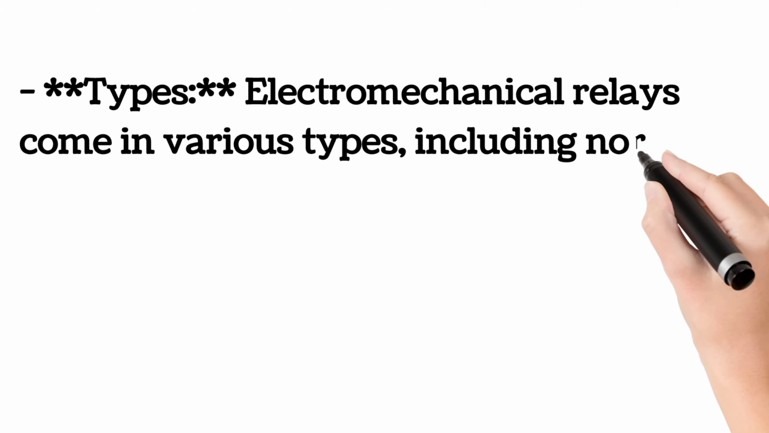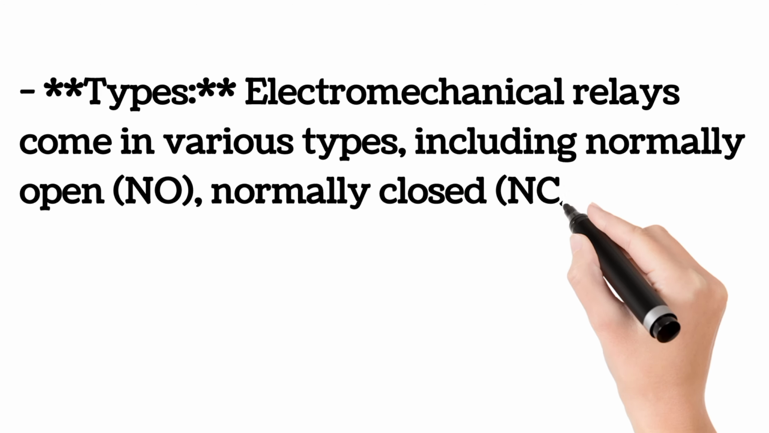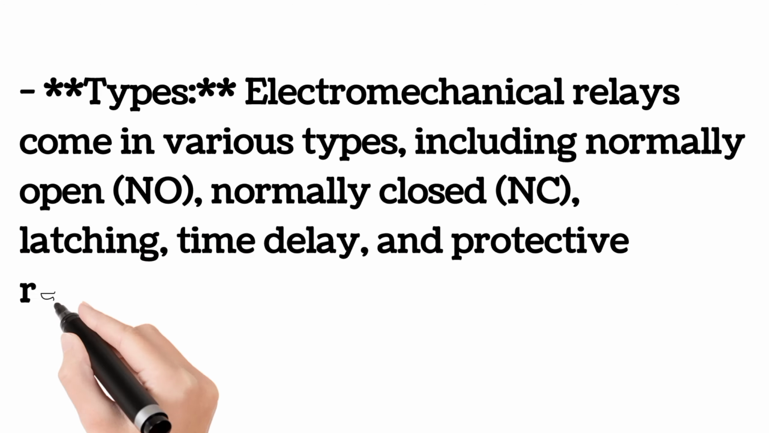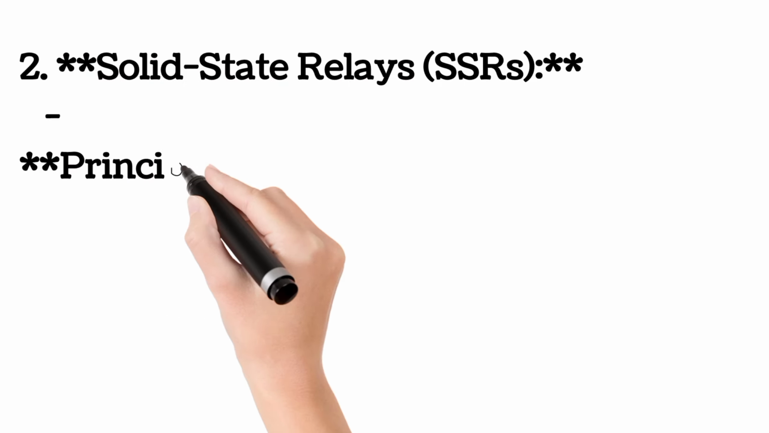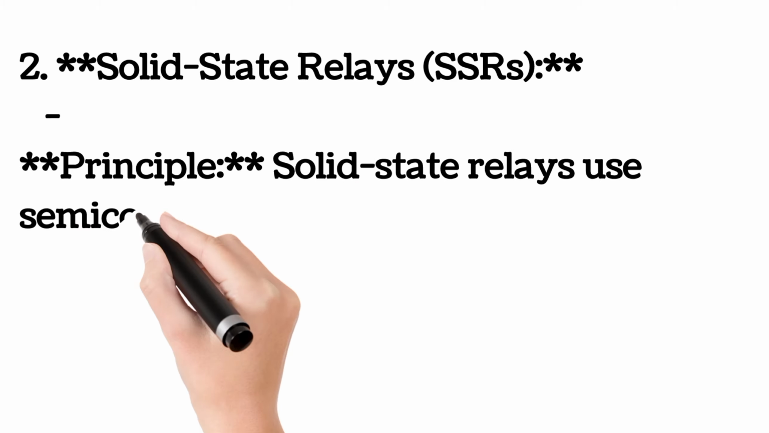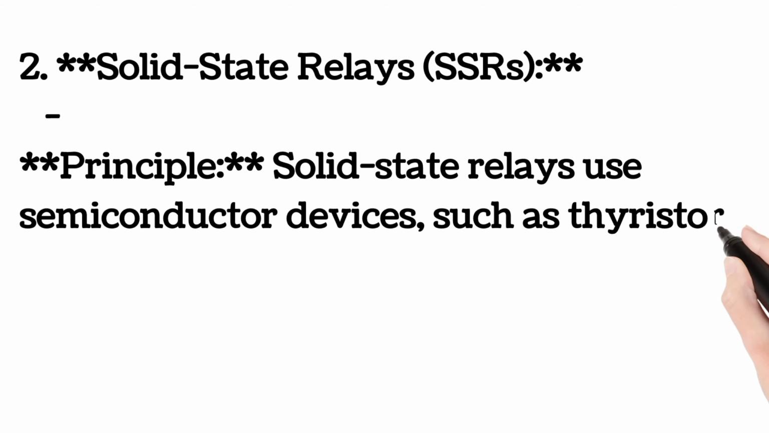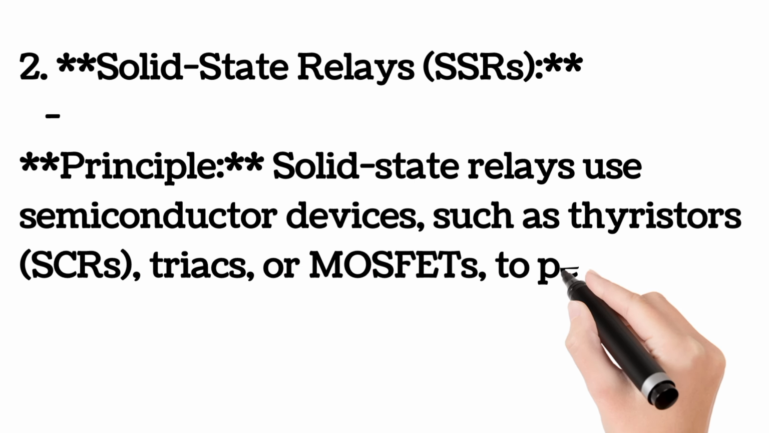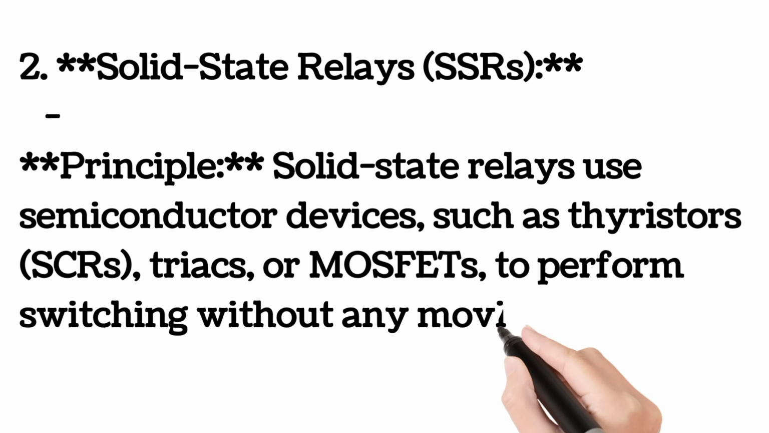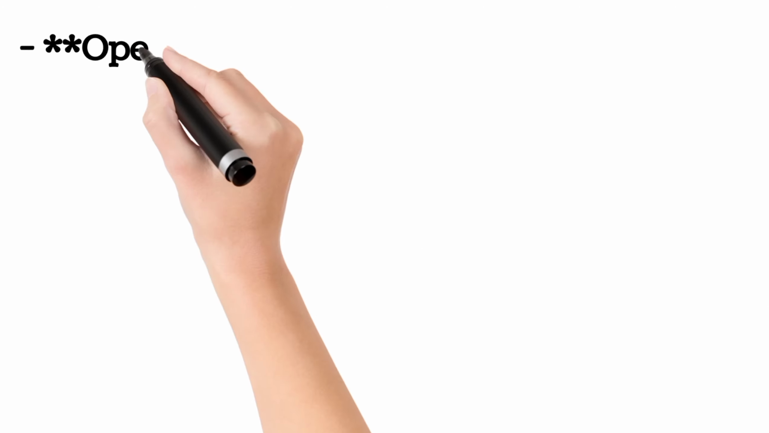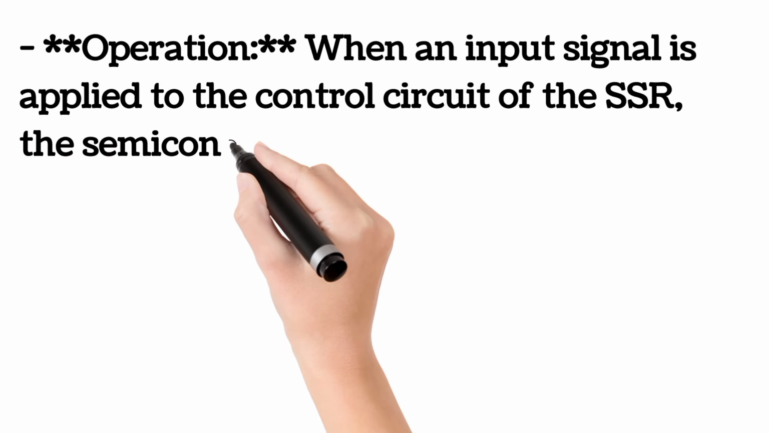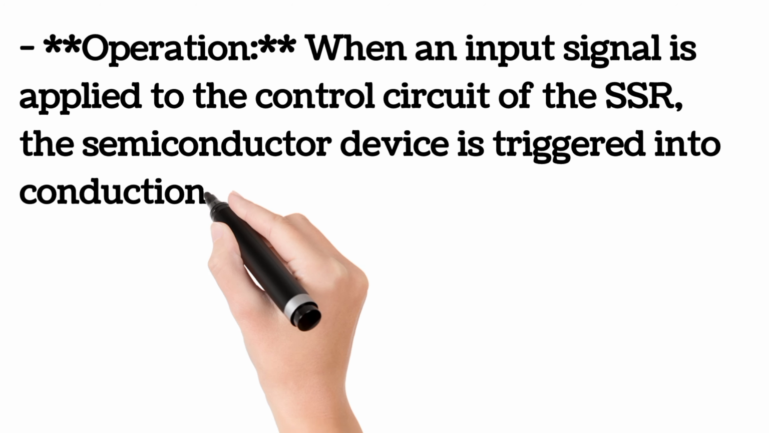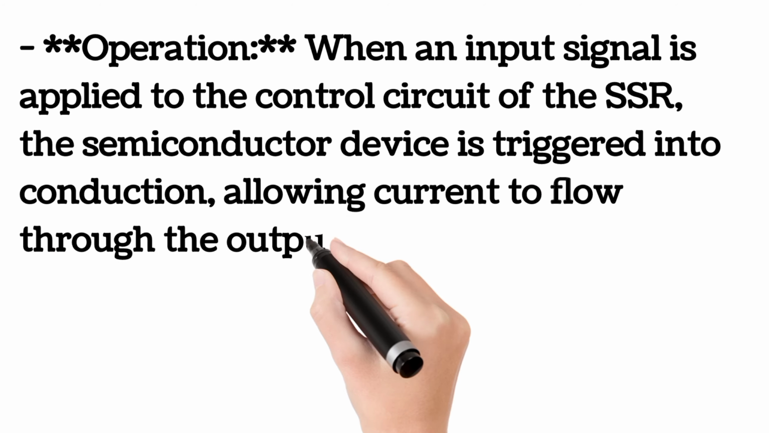Types. Electromechanical relays come in various types, including normally open NO, normally closed NC, latching, time delay, and protective relays. 2. Solid-state relays, SSRs. Principle. Solid-state relays use semiconductor devices, such as thyristors, SCRs, triacs, or MOSFETs, to perform switching without any moving parts. Operation. When an input signal is applied to the control circuit of the SSR, the semiconductor device is triggered into conduction, allowing current to flow through the output circuit.